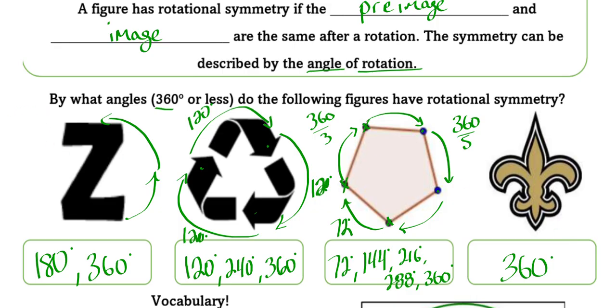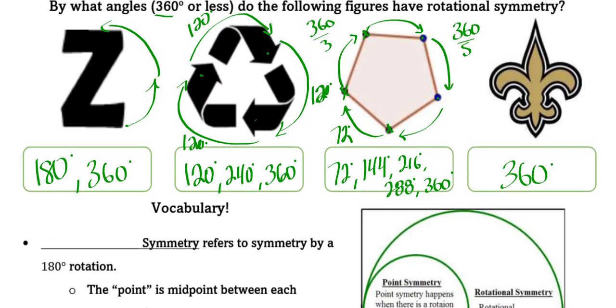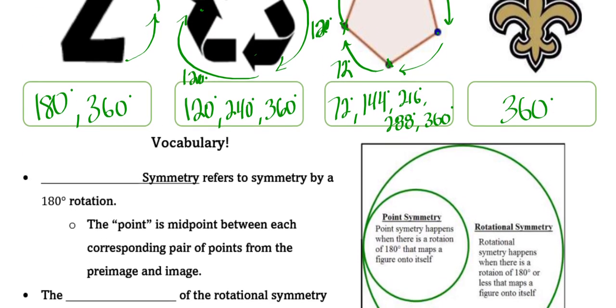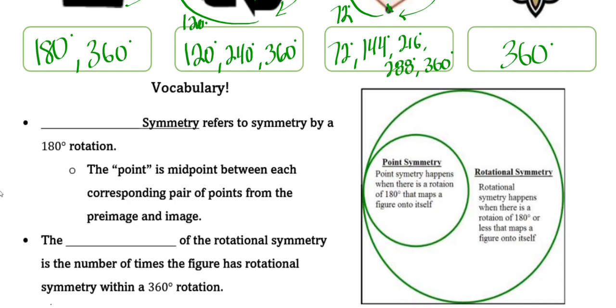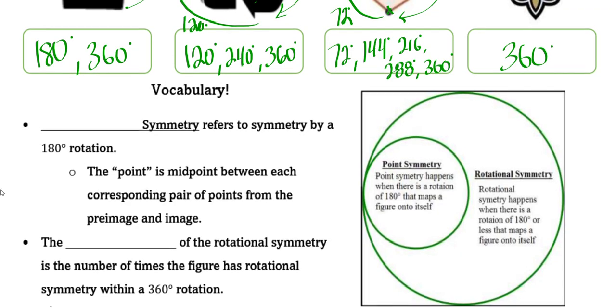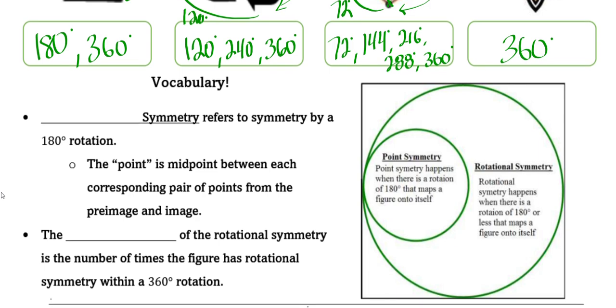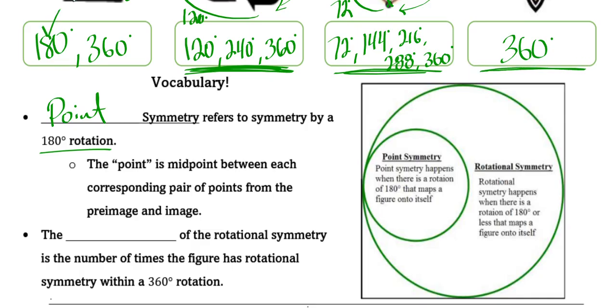Alright, so you can describe a rotational symmetry by the angles. And actually that's going to be related to the idea of the order of rotational symmetry. I guess that's the second vocab word that we're talking about here. So we have a couple of vocabulary words that we have to be familiar with. Point symmetry means that it has symmetry by 180 degree rotation. So this one does not have point symmetry. There's no 180 degree rotation. That one doesn't, that one doesn't, this one does.